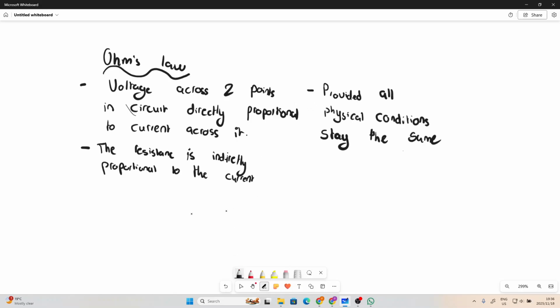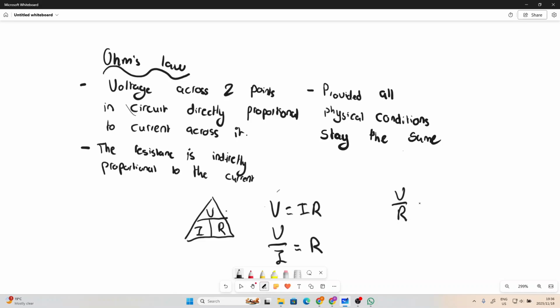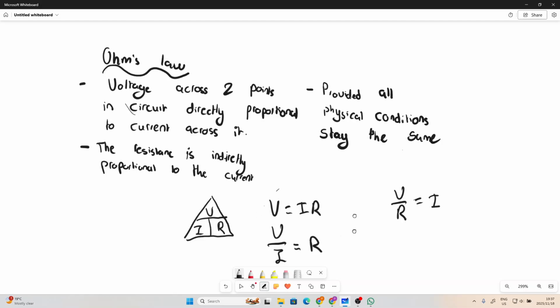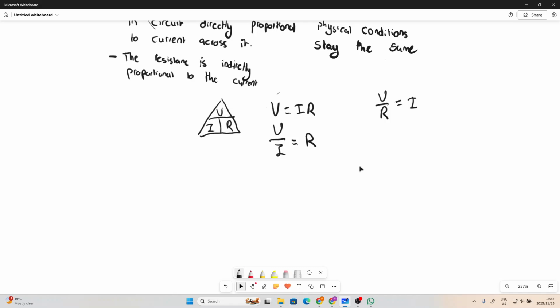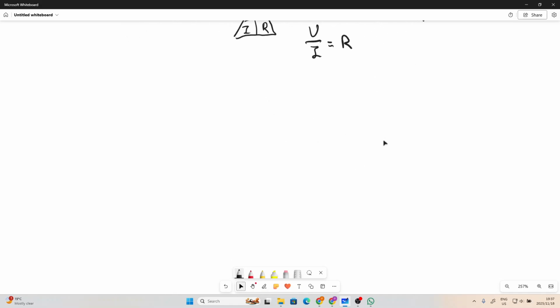V times I equals... hold on, let me draw the triangle. Okay, continue. Yeah, there we go. V equals I times R. And V over I equals R. And V over R is equal to I. Now this is simple stuff. This is the most basic definition of Ohm's law you can give.